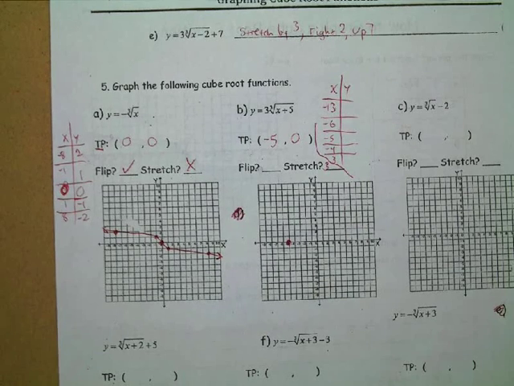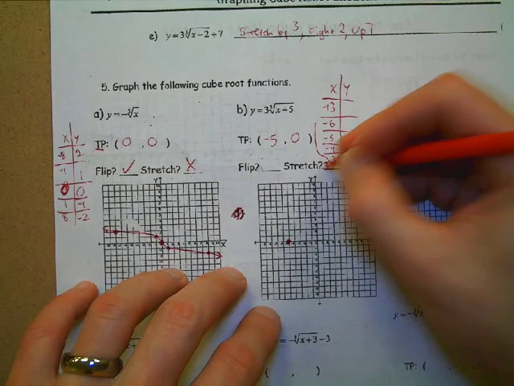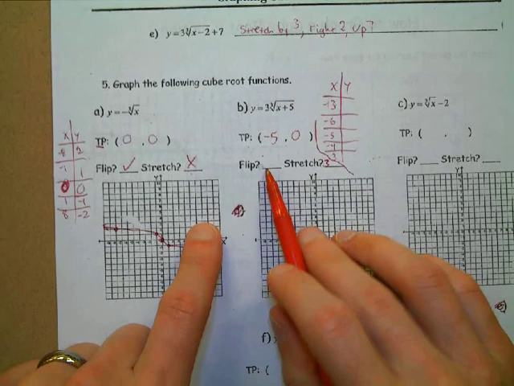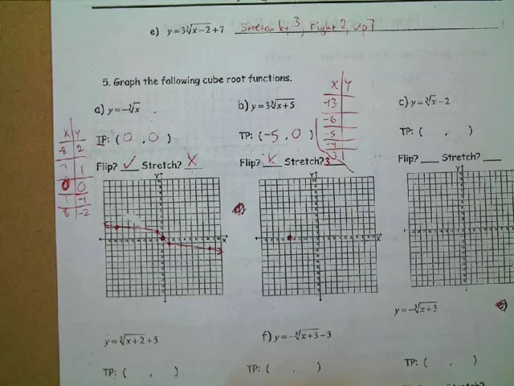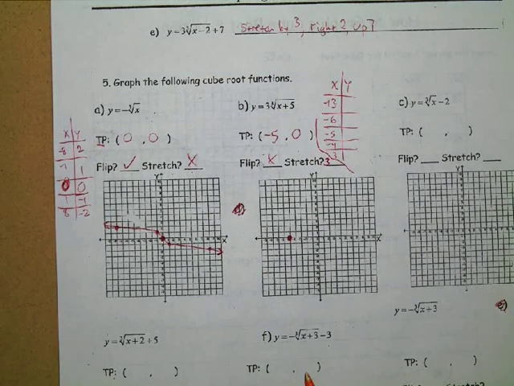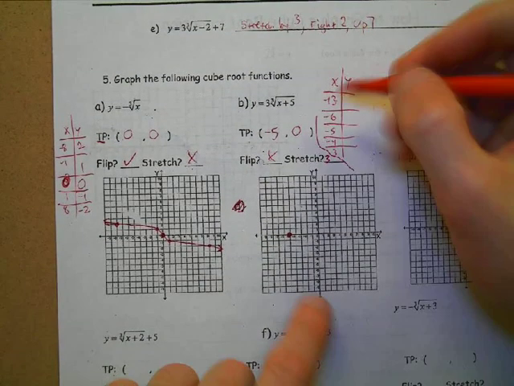Yeah, so we do have a stretch of 3. That kind of worked out, didn't it? There we go. We'll do something like that. Okay, so the stretch is a stretch of 3. You're right, because there's a 3 in front. Is there going to be a flip in this graph? Do we expect a flip? No, it's a positive 3 in front, so you can put an X there if you want to.